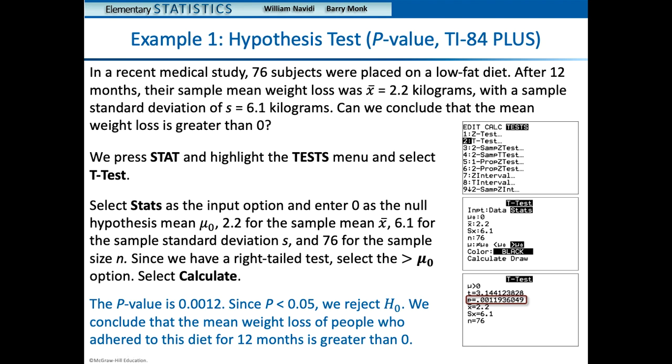So for this method of conducting a hypothesis test, the calculator does have a very distinct advantage over the table because the calculator allows you to get an exact p-value, whereas the table only allows you to narrow it down to within a range of values, right? So once we have the p-value from the calculator, we can just directly compare it to our value of alpha. And since 0.0012 is smaller than alpha, we reject the null hypothesis and we conclude that the mean weight loss of people who adhere to this diet for 12 months is greater than 0.